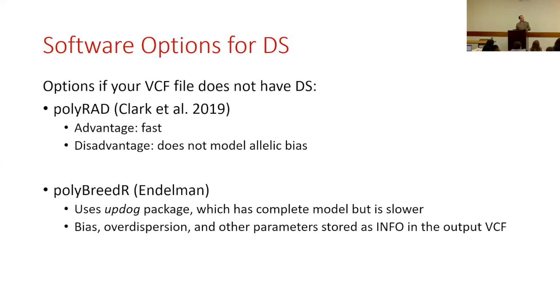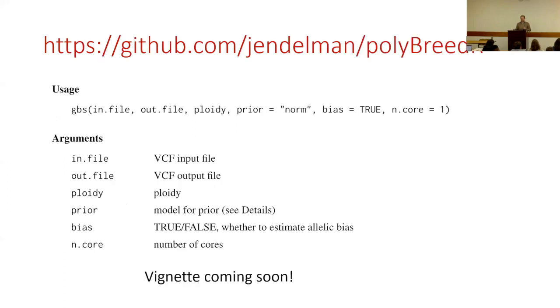the bias estimate parameter, the overdispersion. It stores it in the info section of the VCF file. So you have that there. You can go do filtering and other analyses after the fact to filter your data set.